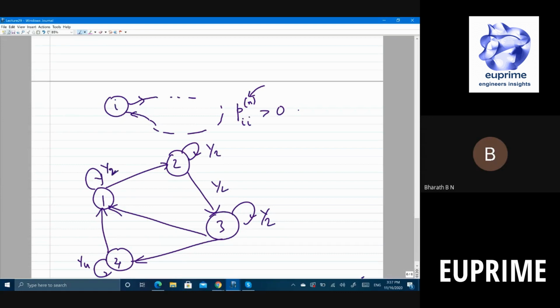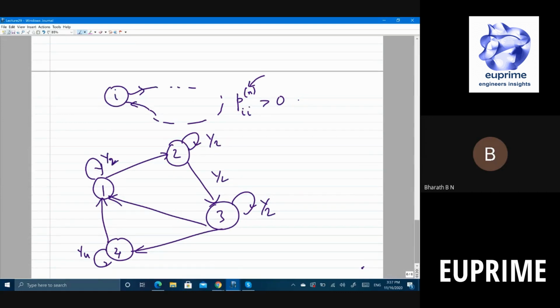Okay, is that fine? Now, let's look at P_11. I start at 1. After one step, I can come back, right? You agree? Because with a probability of half. I start at 1. Can I come back to 1 in 2 steps?